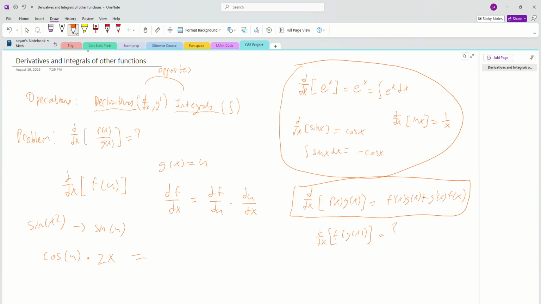Now, remember, u is really just x squared. So in the end, we're going to have 2x cosine of x squared. And that is our final answer. And that is how you use chain rule.